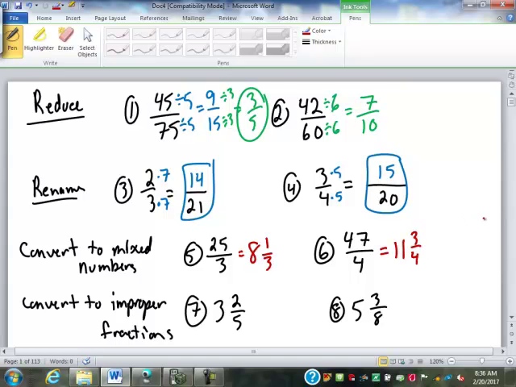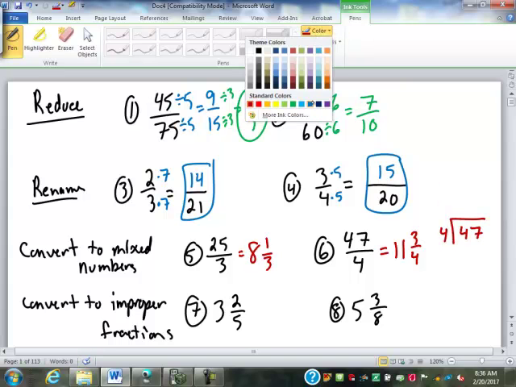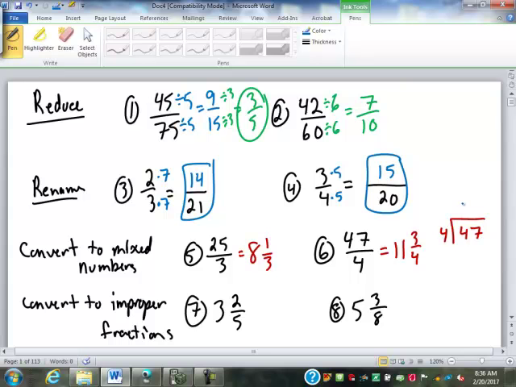3/4. Good. Remember, we can think of that like a division and remainder. It's 47 divided by 4. 4 goes into 4 once. There's nothing left over. We just have the 7. 4 goes into 7 once. There's 3 left over, so there's 3/4. So 11 3/4.